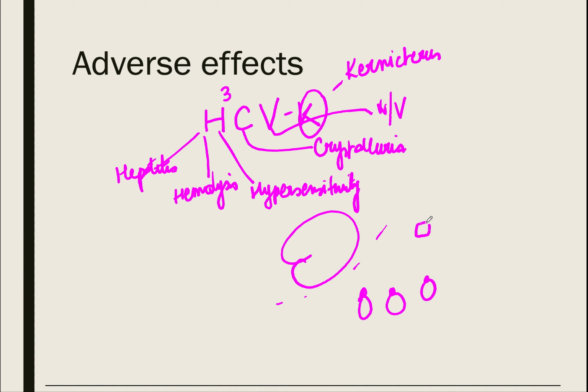Now when you give sulfonamides, because they also have high affinity for the plasma proteins, they are going to displace this bilirubin, right? So the bilirubin is going to be displaced, and because of the deficient blood-brain barrier, it is going to enter into the brain of the newborn, and this leads to kernicterus. So HCV, H cube, CV, K.